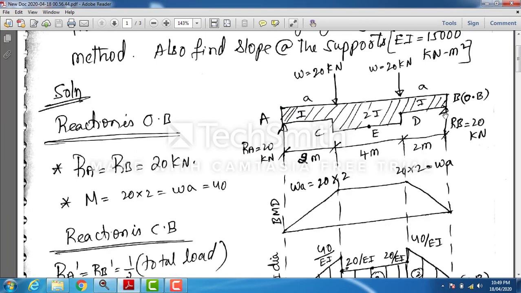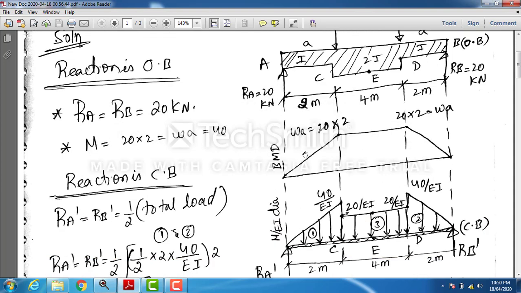Here I have taken a simply supported beam carrying 2-point loads of 20 kilonewton, acting at equidistance from A as well as from B. Both are acting at equidistance from either support, so the reactions will be 20: RA will be 20 as well as RB will be 20. If we take the bending moment at C, it is 20 into A. The A value here is 2, so it is 20 into 2, 40. Similarly, the bending moment at D is again 20 into 2, which is also equal to 40. This is how you get the bending moment diagram.